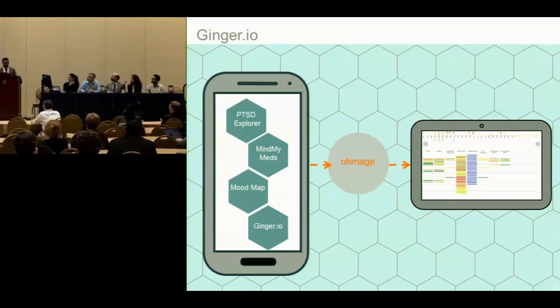Okay, so next up, let's talk about Ginger.io. Karin, can you talk a little bit about who you are, the Ginger.io app, and why mHealth helps fit in the PTSD situation? Yes, very much so. Hi, everyone.